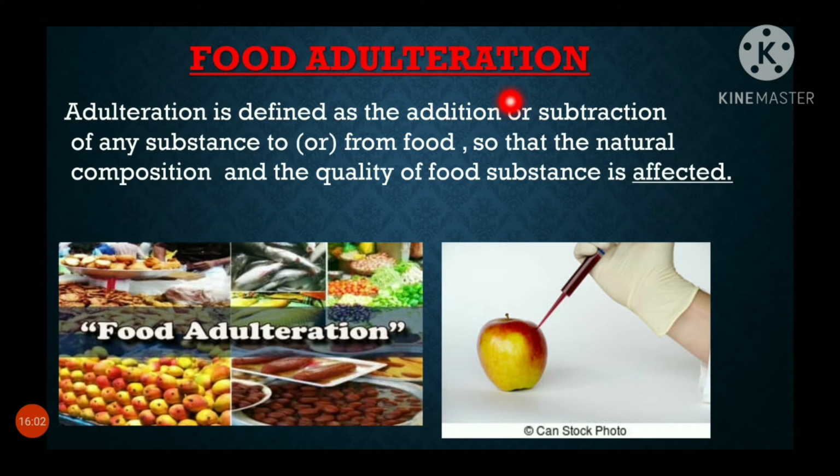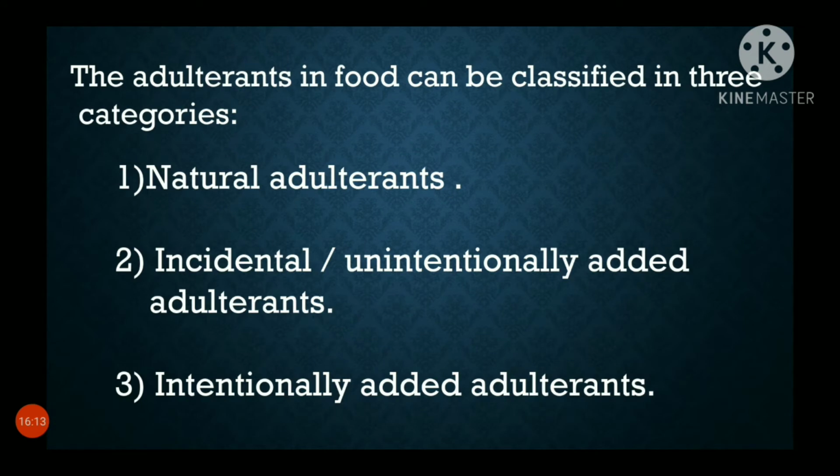Food adulteration is addition of extra materials, or subtraction, means removing the natural material from the food. The adulterants in food can be classified in 3 categories. They are natural adulterants, means naturally they will happen. No man is involved in that. We are not involved in that. It is happening naturally. Incidental or unintentionally added adulterants.